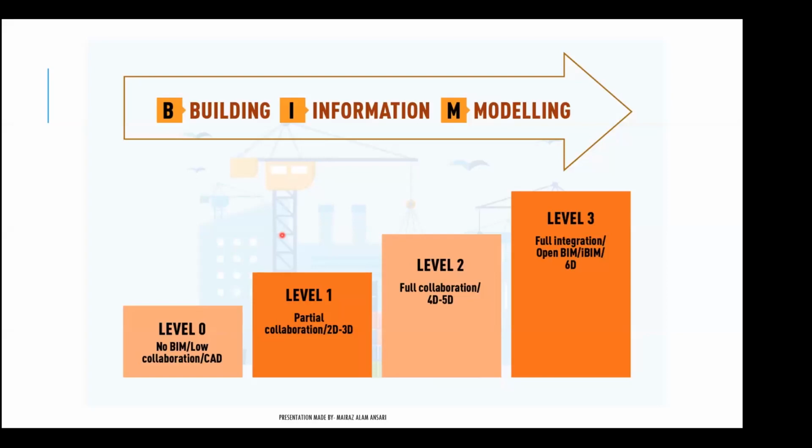If someone is creating only 2D drawings and 3D models, and there is very little collaboration, that is called level 1. And if someone is using 4D and 5D, what is 4D and 5D? Time calculation plus cost calculation. If you are doing the time and cost calculation, plus you are also creating BIM models, that is called level 2. Plus there is a new concept called open BIM, or integrated BIM. And if people are using 6D, then that is called level 3 BIM.